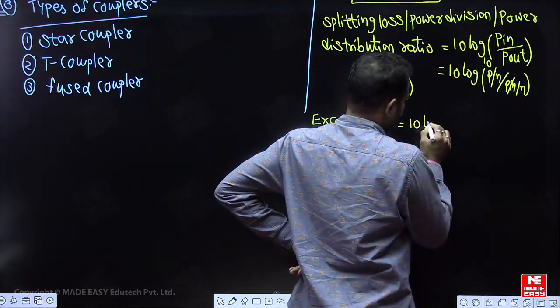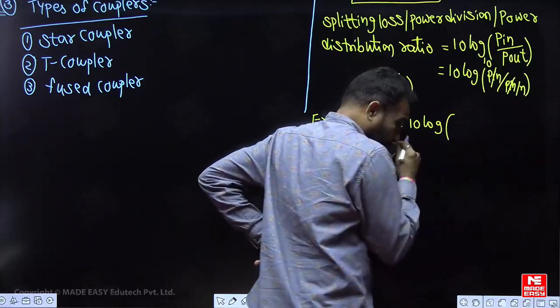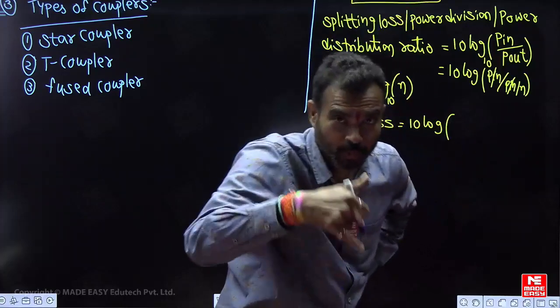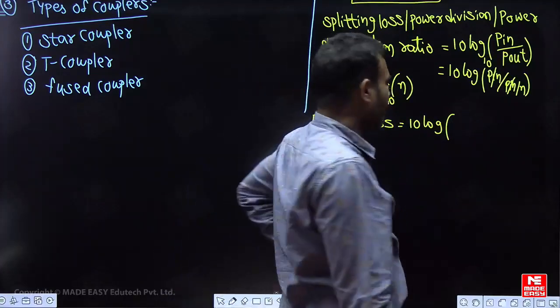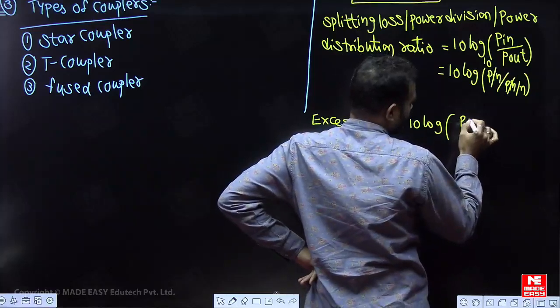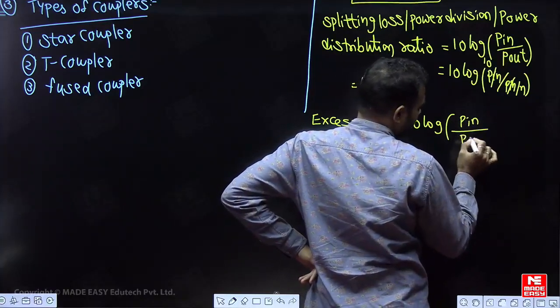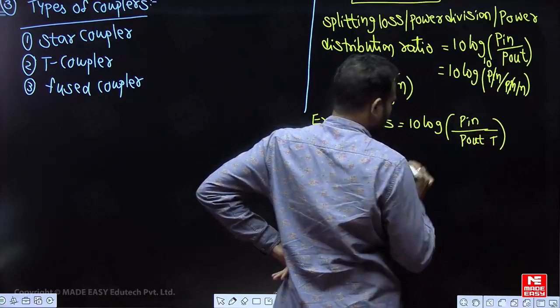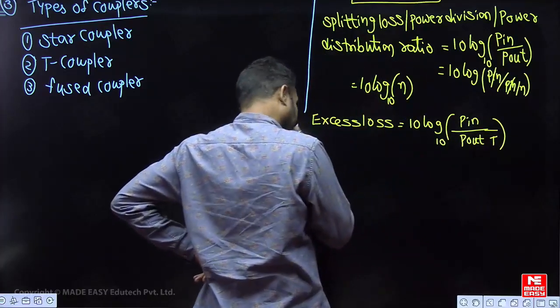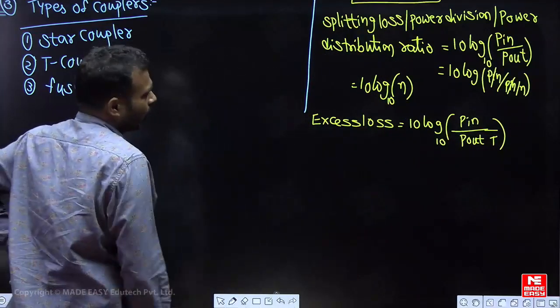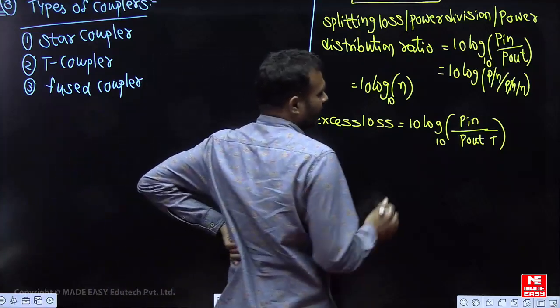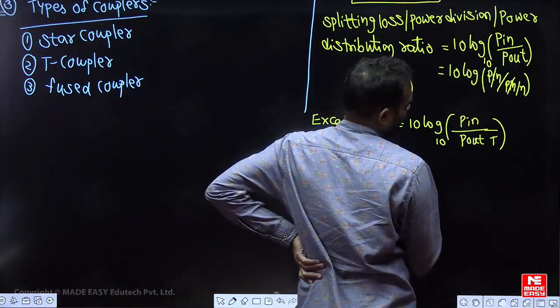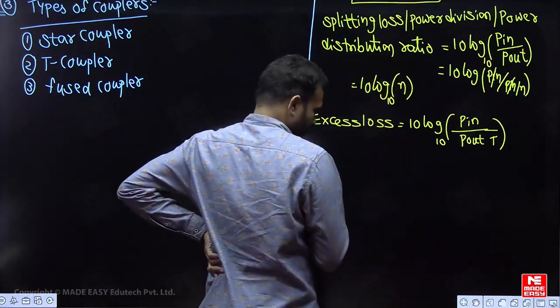Excess loss is given as 10 into log of, see how the loss was given, input by output, that is equal to input P in divided by P out capital T, the total output power, of base 10. So excess loss is equal to 10 into log of P in by P out of T. This is the formula for excess loss.